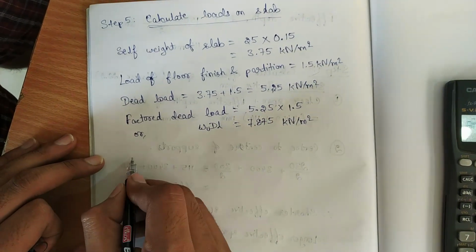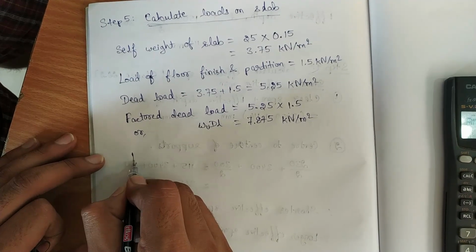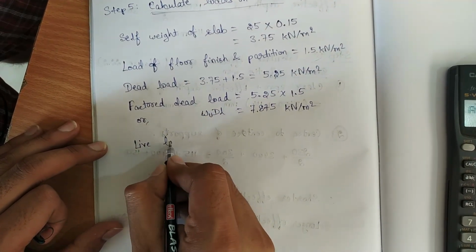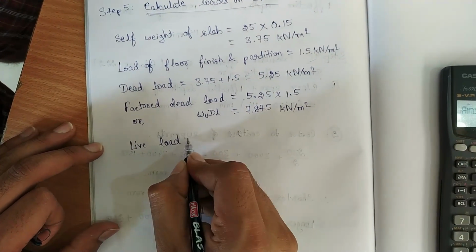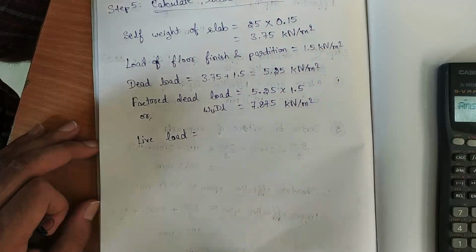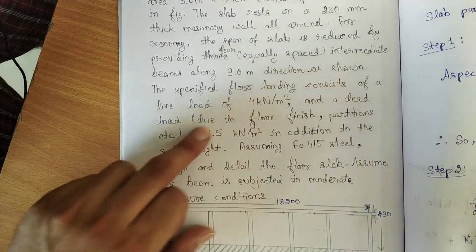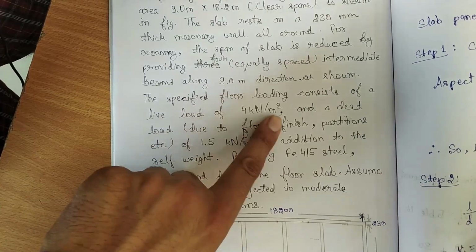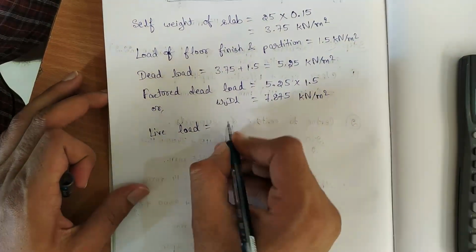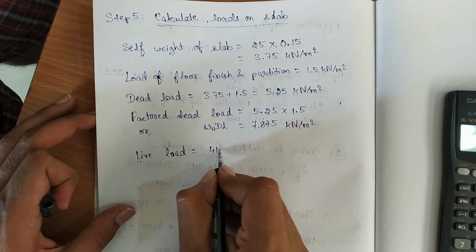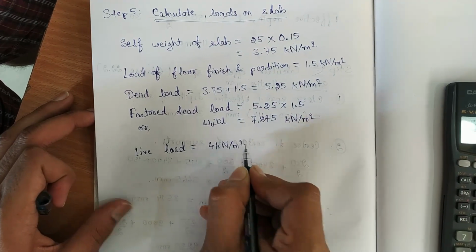Now we need to write our live load. So our live load was given in the question. You can see it here. Live load is 4 kilonewton per meter square.